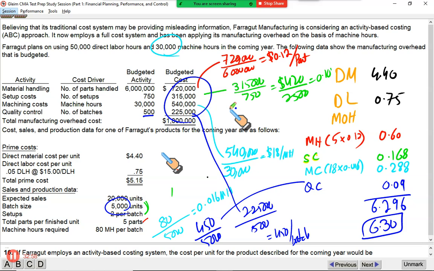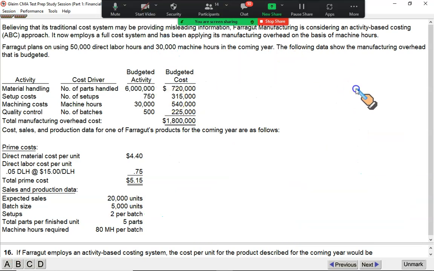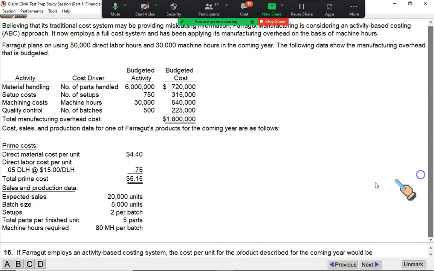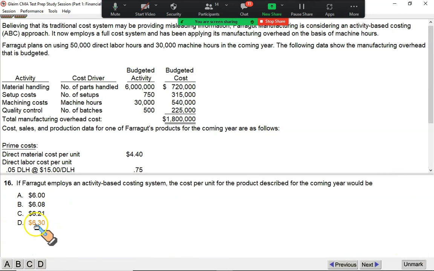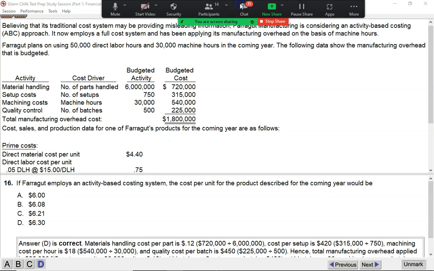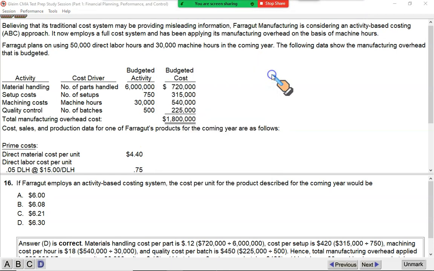So this is the reason why ABC is complex, because it involves detailed establishment of different activity cost pools, identification of activity level, and then establishing rate. But this is a very accurate costing system, no doubt about that. And here we go. If you just see this, the answer here is 6.30, D, right? So this question is good for understanding purpose.